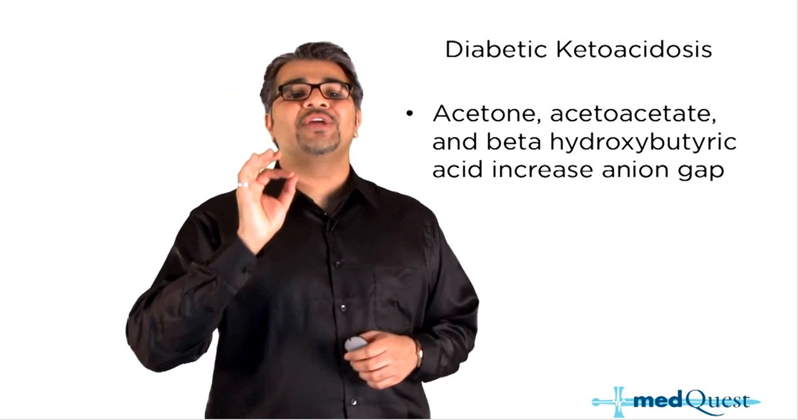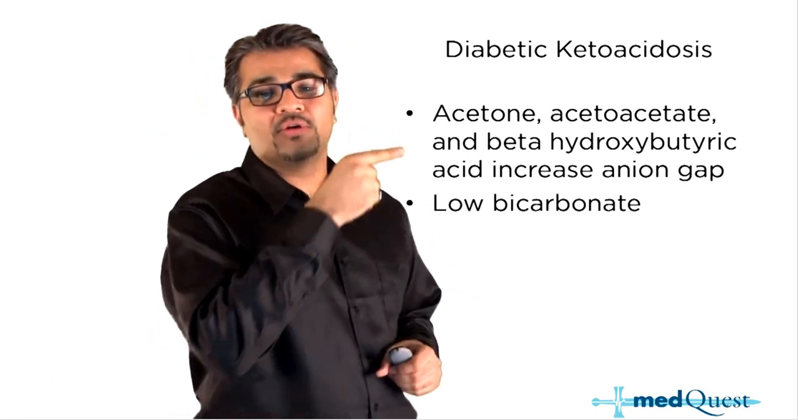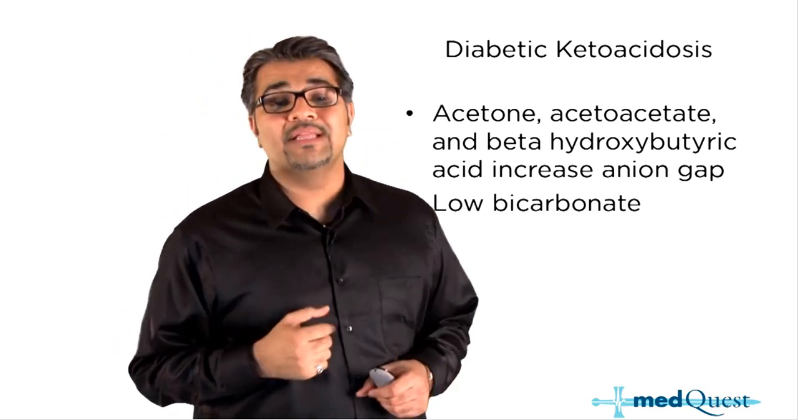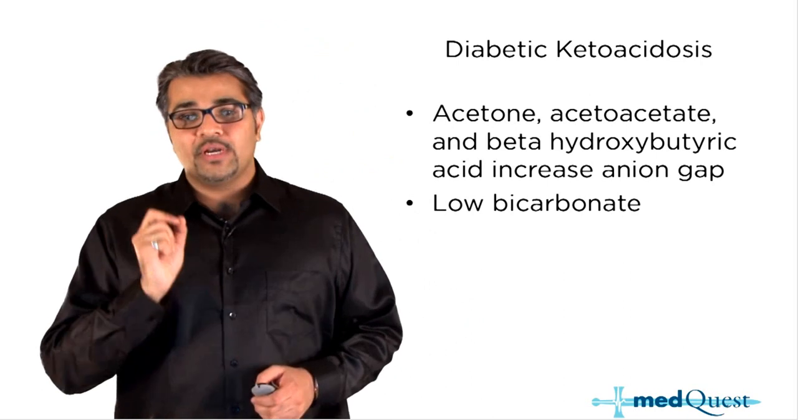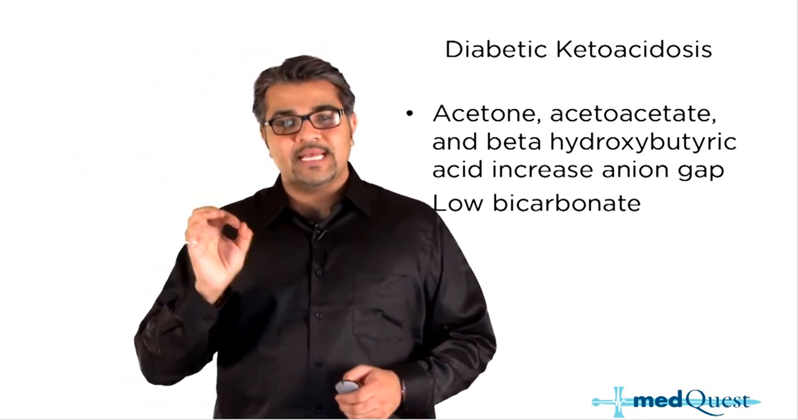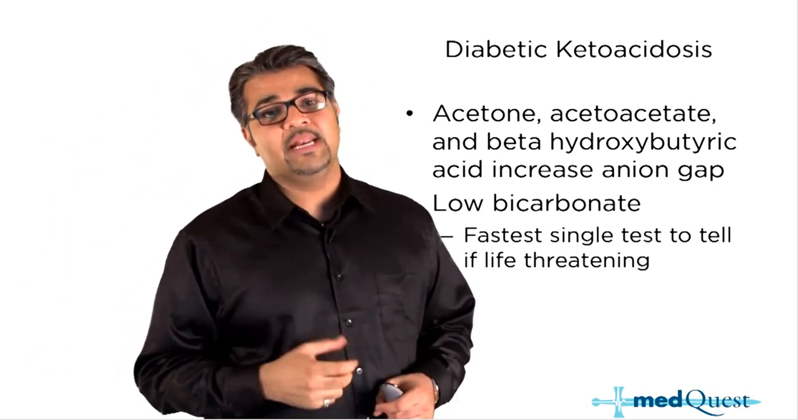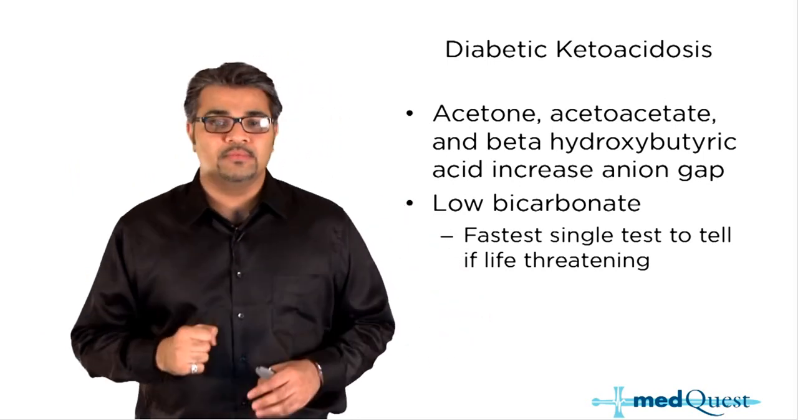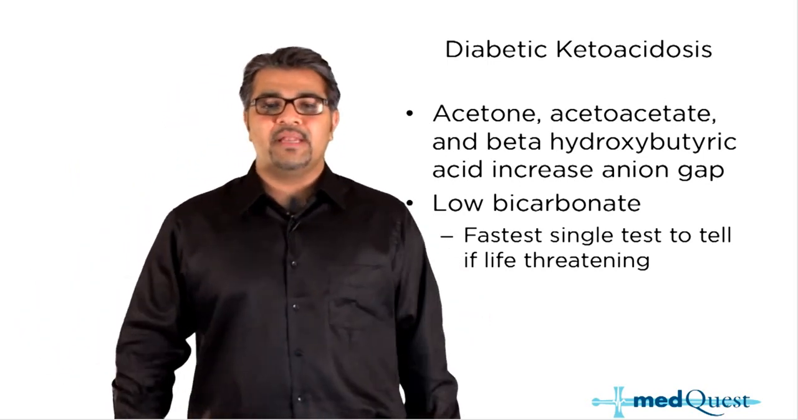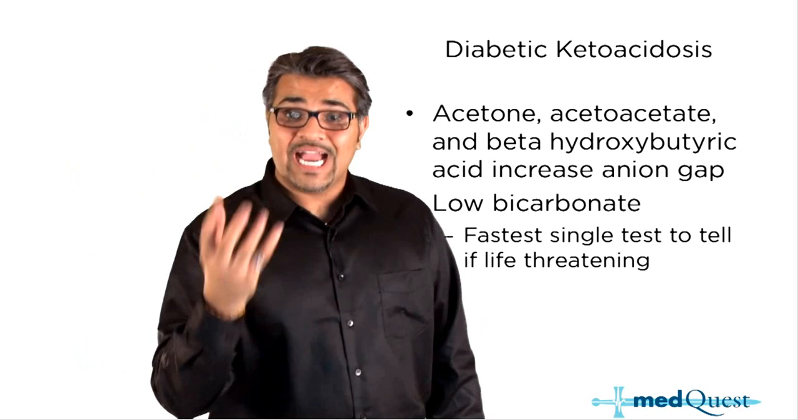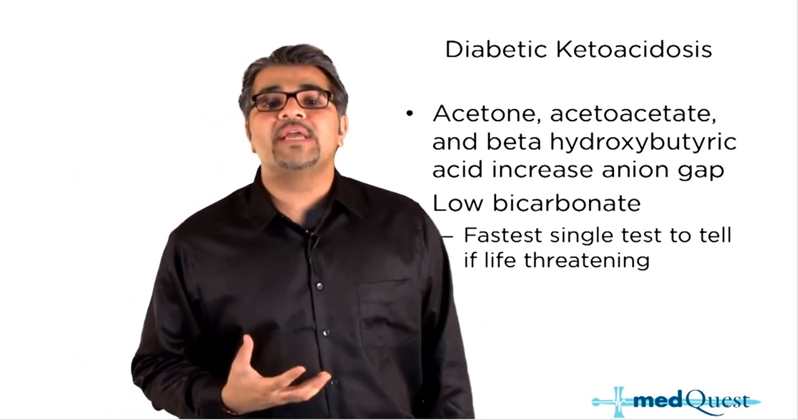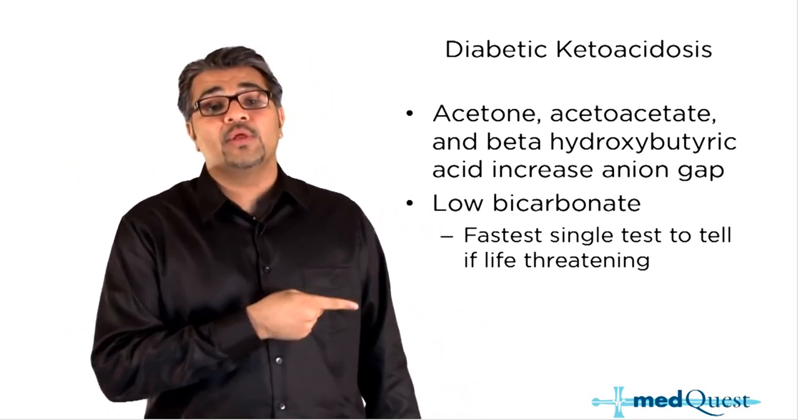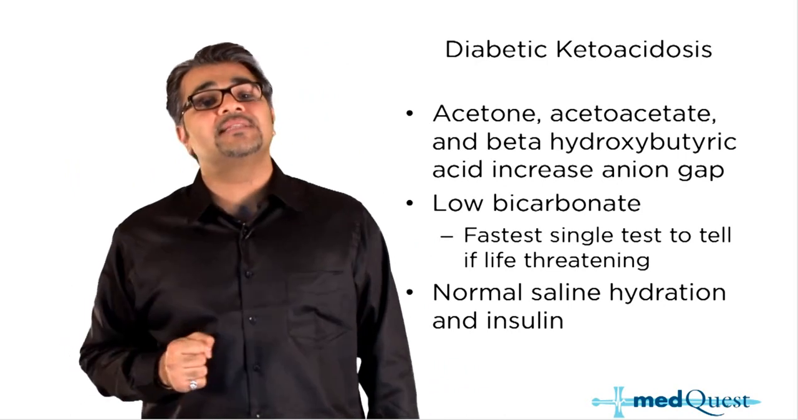Additionally, it tells you that you've got a low bicarbonate. That's right, all these acids cause a low bicarbonate. That low bicarbonate, believe it or not, is the single test to tell you whether or not it's life-threatening or not. If you see that low bicarbonate, you've got a problem. And how do you treat diabetic ketoacidosis? We know that it's a hyperglycemic state. So what do we got to do? We got to close the gap. We close the gap with IV hydration and insulin.